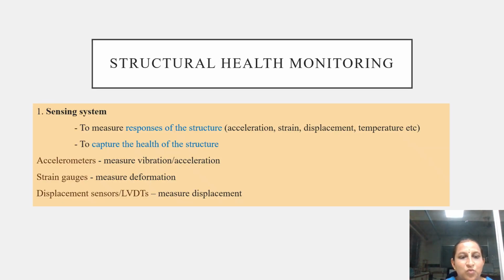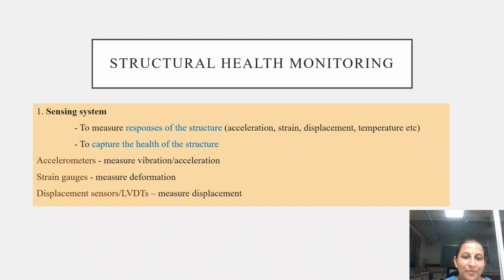Next we'll see the different systems involved in structural health monitoring. The first system is the sensing system, and the sensing system involves sensors. Sensors are used to measure the responses of the structure in the form of acceleration, strain, displacement, temperature, etc. Whenever a load is applied, the structure undergoes deformation, and that deformation is measured in the form of strain and displacement, as an example given here.